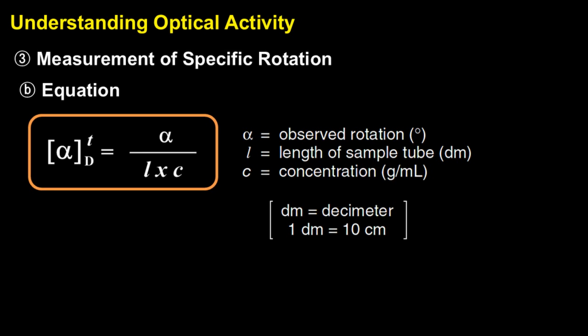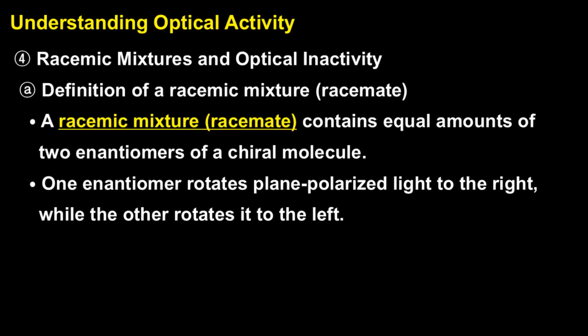Now, here's an interesting question. What happens if we mix equal amounts of two enantiomers? Let's find out. If we have equal amounts of both enantiomers, we call it a racemic mixture or racemate. In other words, it's a mixture that contains equal amounts of the two enantiomers of a chiral molecule.